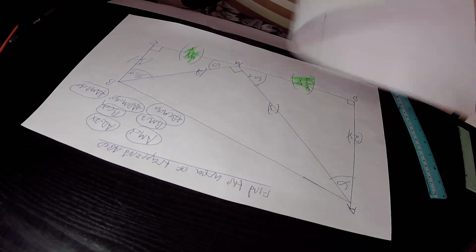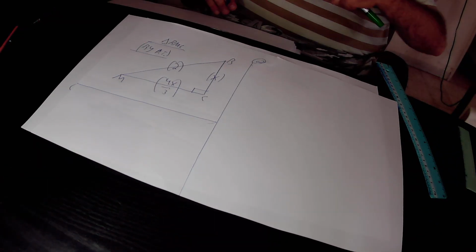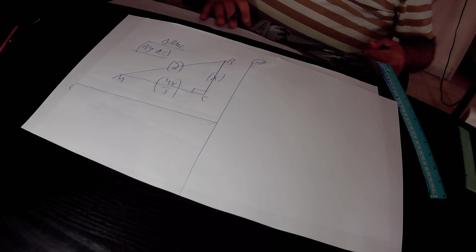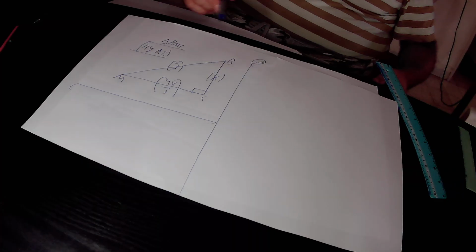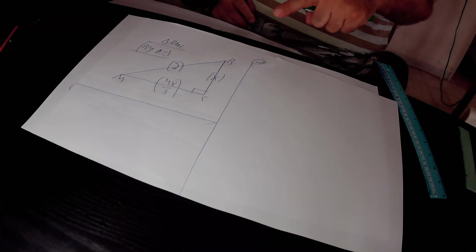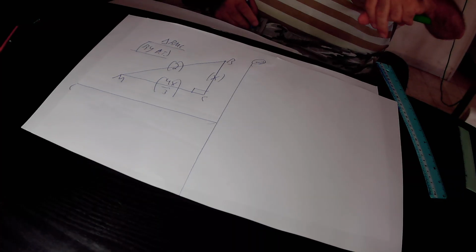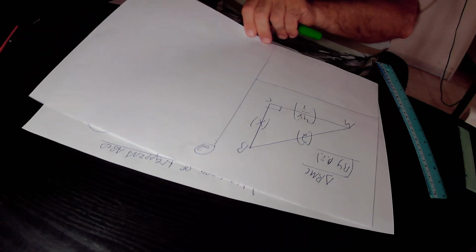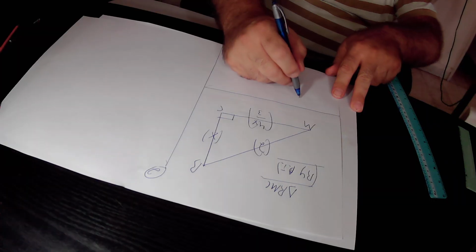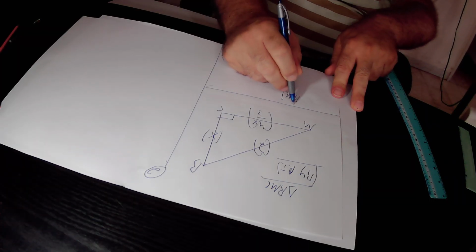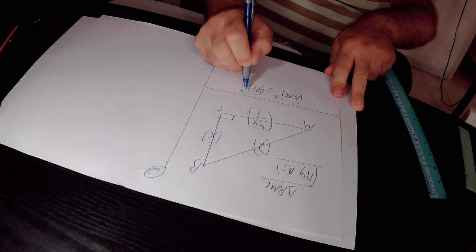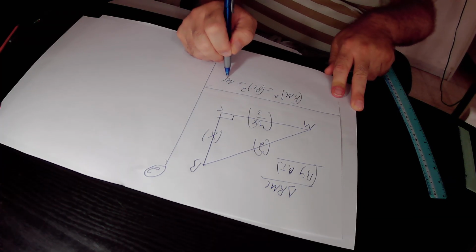Here, this is the right triangle BMC copied from the original drawing. In this right triangle BMC, according to the Pythagoras theorem, BM squared, that is the square of the hypotenuse, equals BC squared plus MC squared. So I write it down.